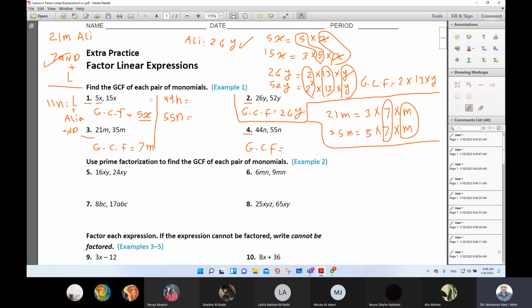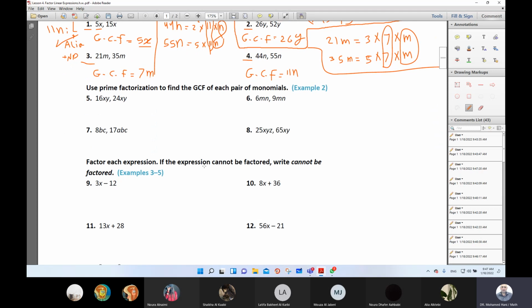Okay, check with me, please. Find the factors of 44. 44 means 2 times 2 times 11 times N. 55 means 5 times 11. Then what is the common? As you see, we have 11 common and we have N common factor. So the answer will be 11N. So the answer is true. Great work.